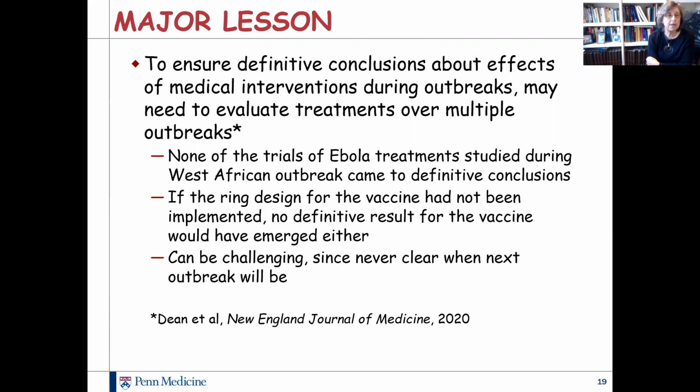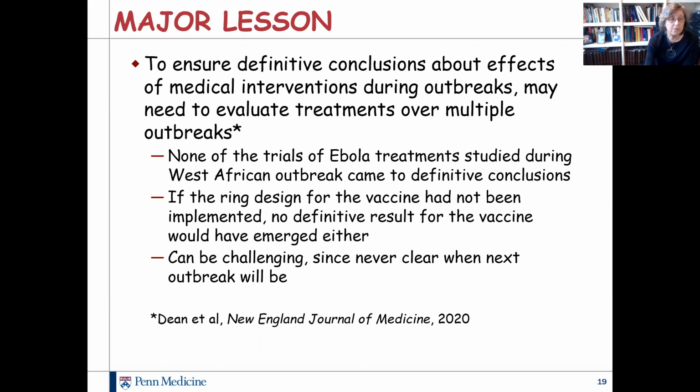And some of us who were working with the FDA published a paper about this a couple of years ago. None of the trials of Ebola treatments studied during the West African outbreak came to definitive conclusions, and there wouldn't have been a definitive vaccine answer either if the ring design hadn't been implemented. Now, this is challenging. The idea is, okay, you didn't get as much data as you needed. So now we hold tight, we don't publish the results, and we wait till the next outbreak and continue the study. So you can see that would be challenging.